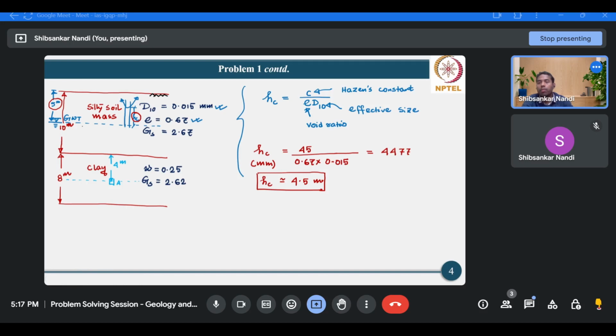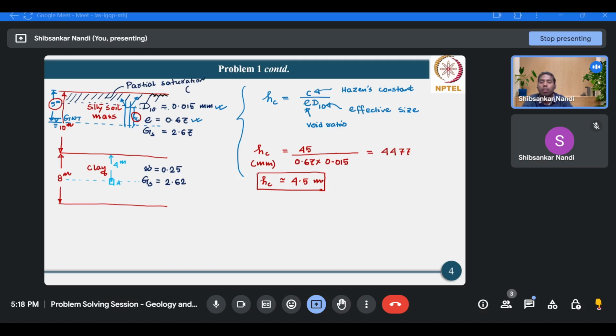Okay. So this part, though this figure is not in scale, this soil mass will be under partial saturation.